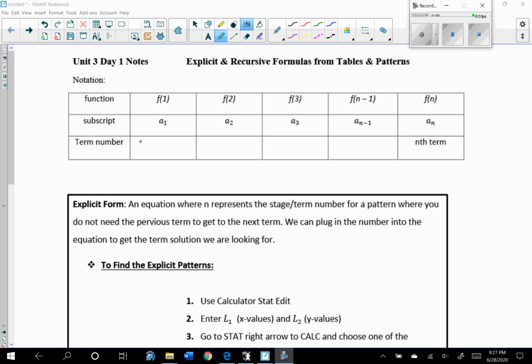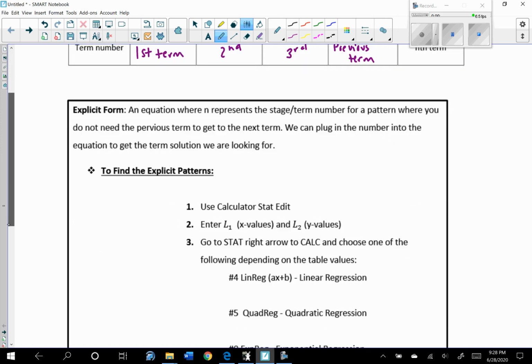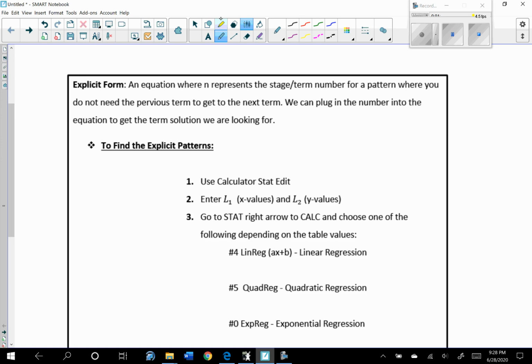Remember the a sub 1 stands for the first term. This is the second, third, and of course this stands for the previous term, and a sub n is the nth term. So make sure when you're writing these out that they are subscripts, so they should be lower than the variable that you're using. So recall, we have the explicit form.